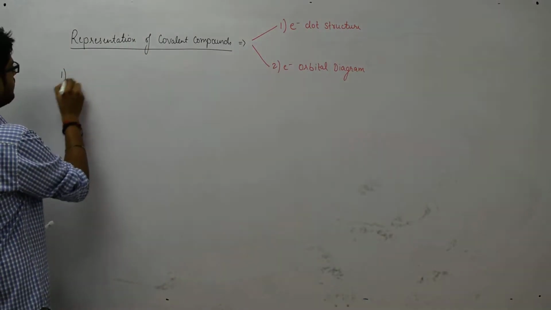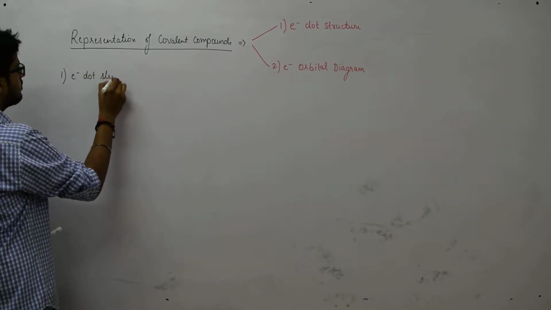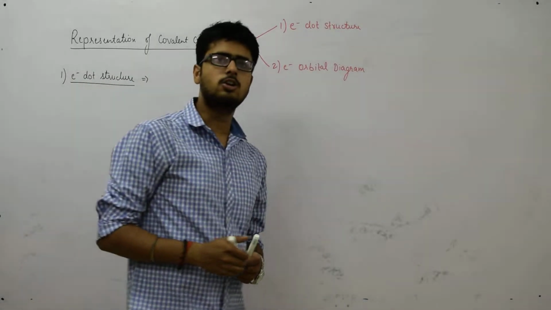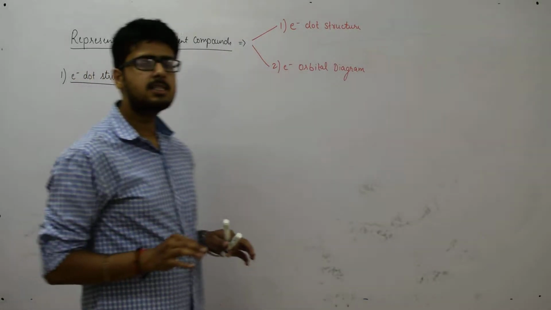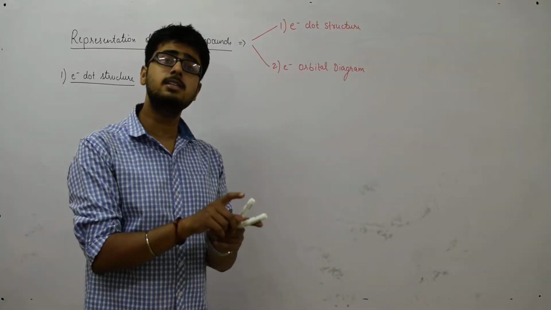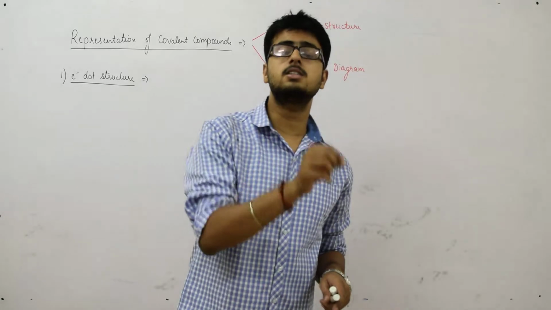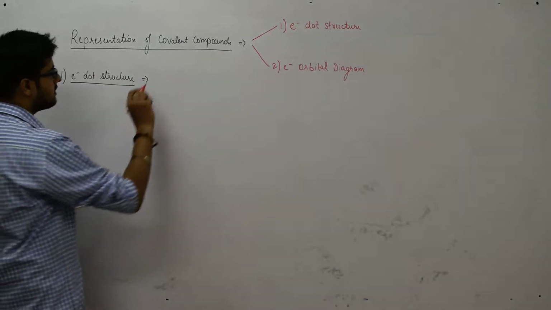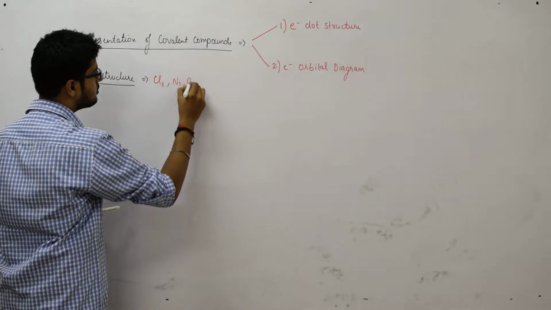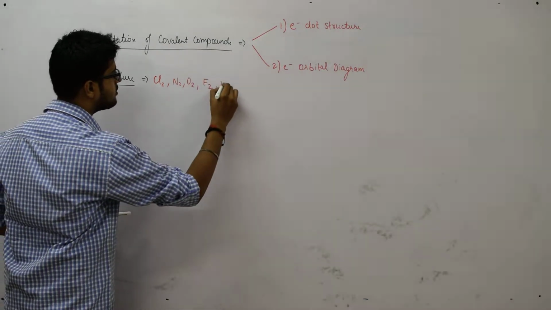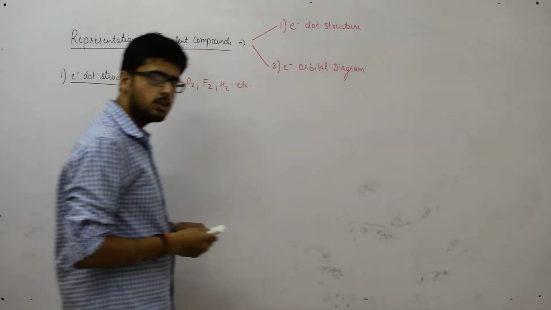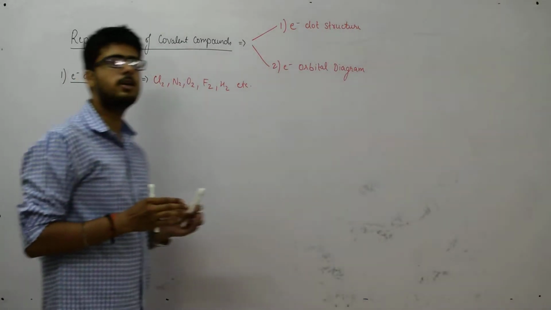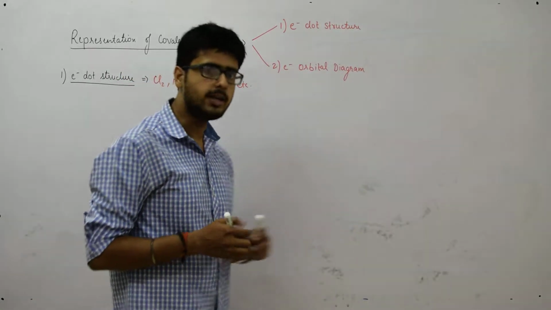So let us discuss the first one, electron dot structure. When we are discussing electron dot structure, we are going to represent only the outermost electrons present in an atom. We will see many examples, like the case of chlorine, nitrogen, oxygen, fluorine, hydrogen, etc. So let us discuss them one by one. First we are going to draw the covalent bonding representation in chlorine.